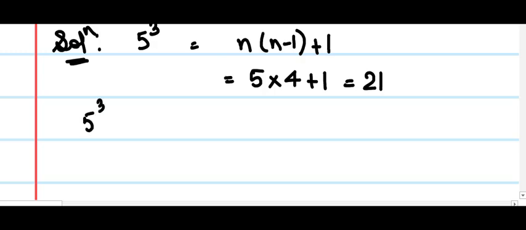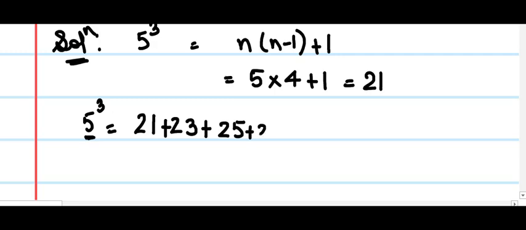So 5 cube can be written as the sum of these odd numbers. The first odd number will be 21. Then the next odd number will be 23. And how many odd numbers do we require? 5 such odd numbers, because I need to calculate 5 cube. Then the next odd number will be 25. After 23, the next odd number comes out to be 25, which is the addition of plus 2. Then 27, and the last number is 29. And if you add them, the result will definitely be 5 cube.